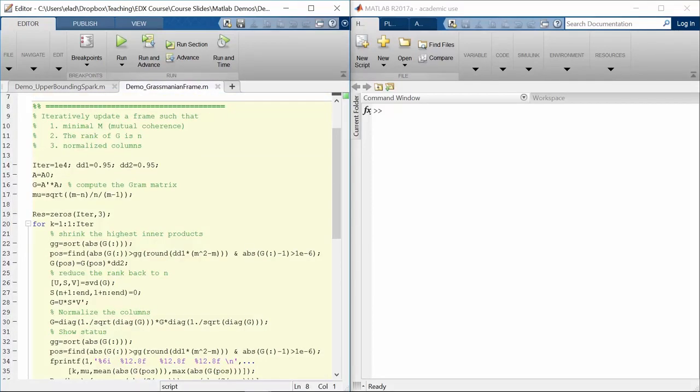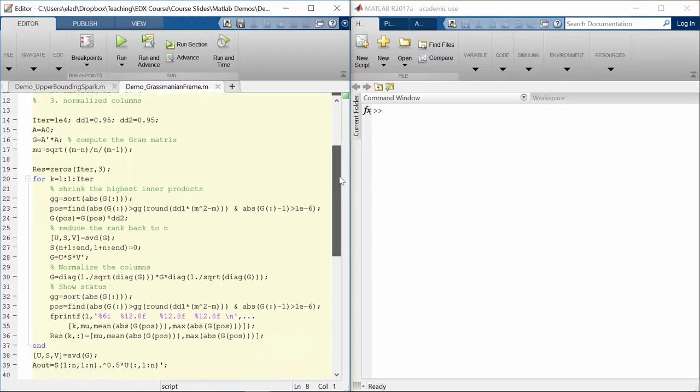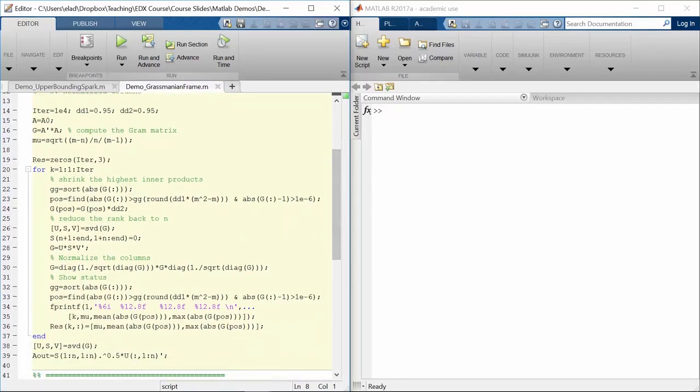As can be seen in the code, the entire process operates on the Gram matrix G, so we start by computing it as A transpose A. We apply 10,000 iterations in which we update G with 3 different steps in each iteration.